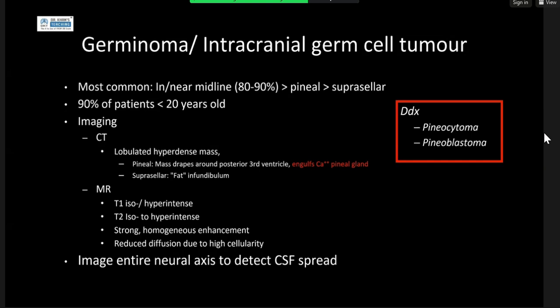And because of high cellularity, you also get a degree of restricted diffusion. With germ cell tumors and a few other tumors that we're going to discuss later, you need to image the whole neuroaxis to ensure that there's no CSF spread. And I thought from there, it's good to just revise. This is something that can help you to differentiate between the pineocytoma, pineoblastoma, or germinoma.